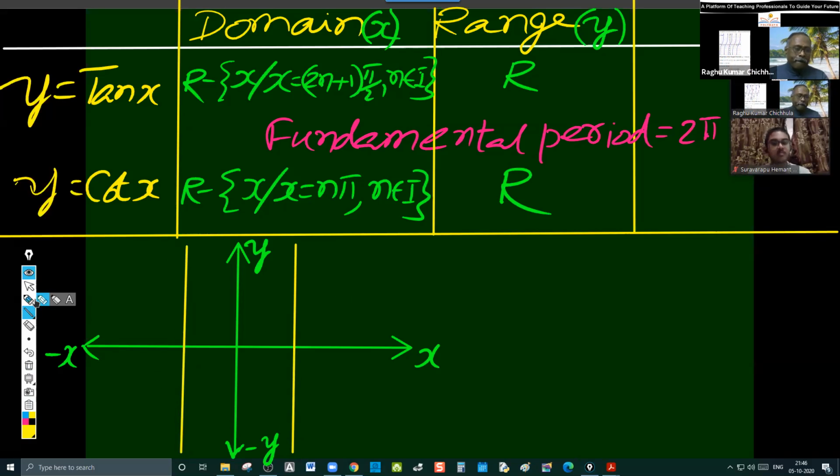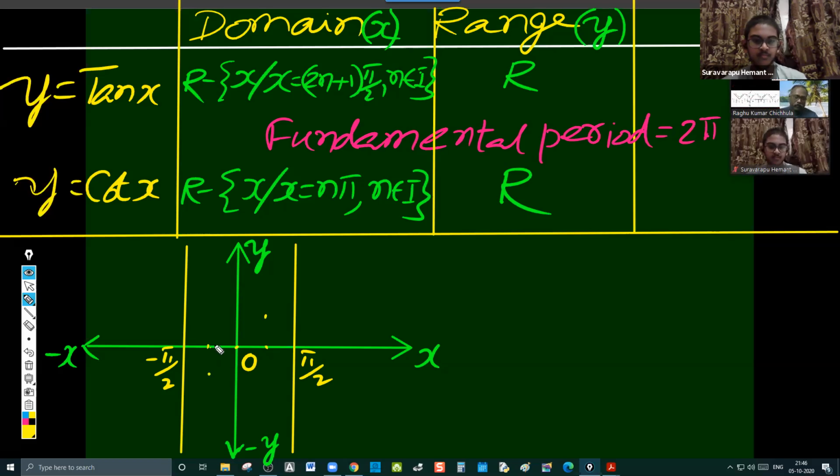Okay, so the graph I want to show you, tan of minus pi by 2 is negative undefined. Tan of pi by 2 is positive undefined. Tan 0 is 0, you know. Tan 45 is plus 1. And tan of minus 45 is minus 1. I think you must be remembering. Tan 45 is 1. Yes, sir.